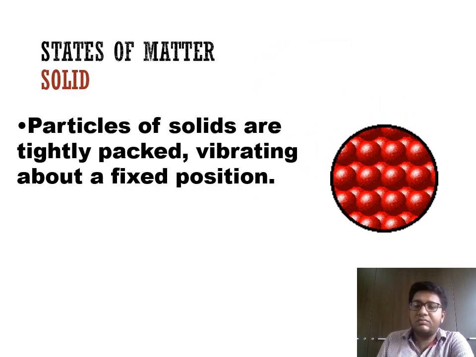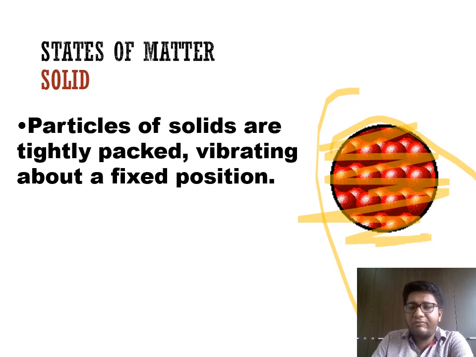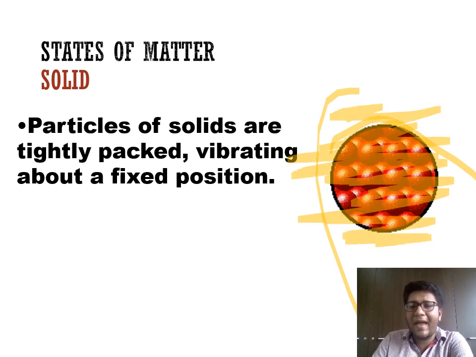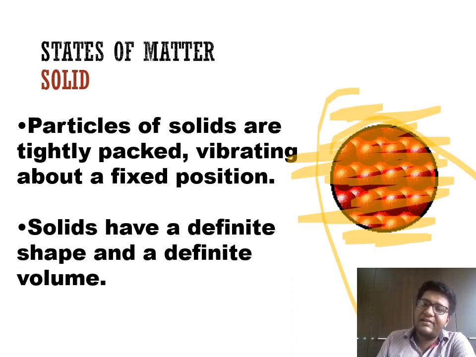The first type of state that comes is the solid. Particles of solids are tightly packed and vibrating about a fixed position. As you can see in this picture, they are moving very slowly as they are closely packed. Another characteristic of solids is that they have a definite shape and a definite volume. Because they are closely packed, it is hard for them to change their shape, and the volume is also fixed.